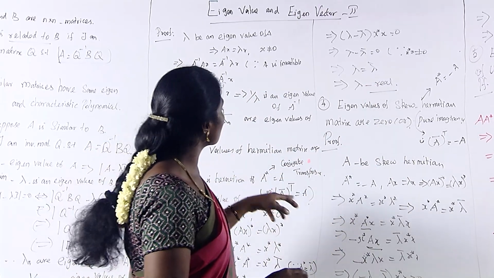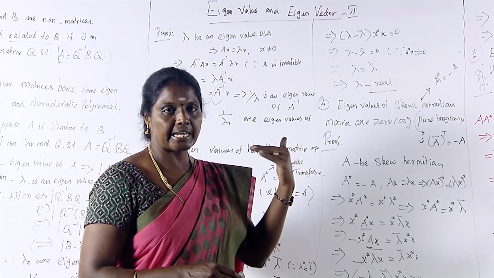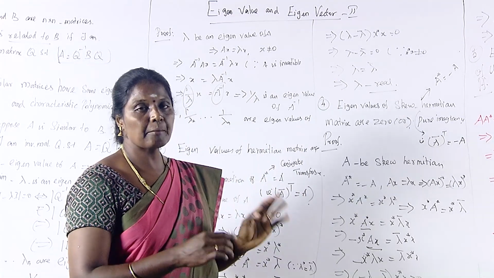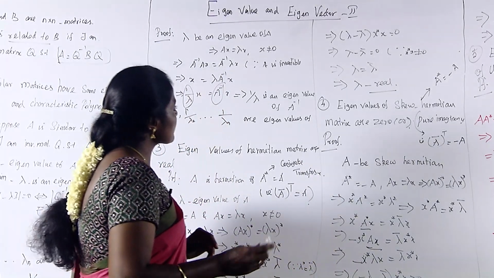So, eigenvalues of a Hermitian matrix are real, because I have taken lambda as an eigenvalue of a Hermitian matrix A, and I have proved that lambda equal to lambda bar shows that lambda is real. So, this is the third result.